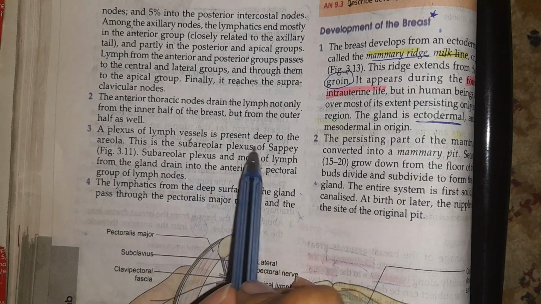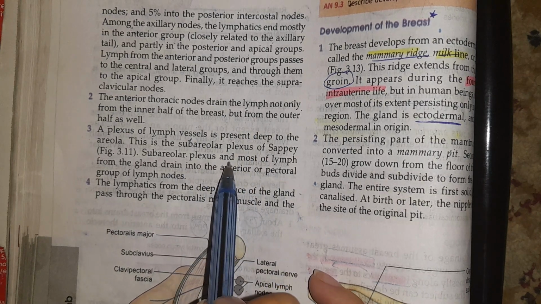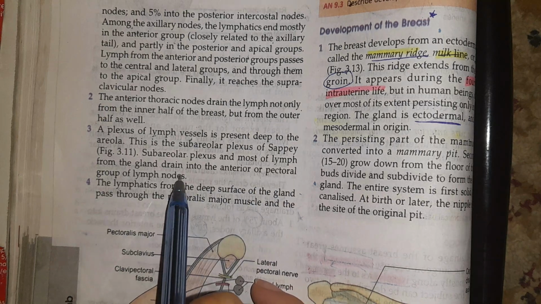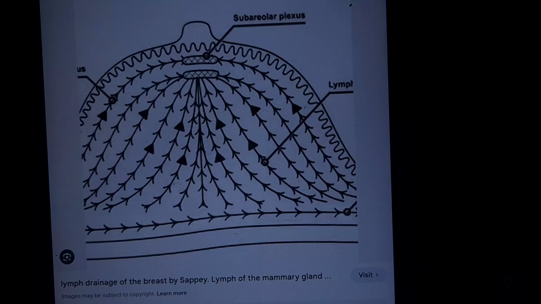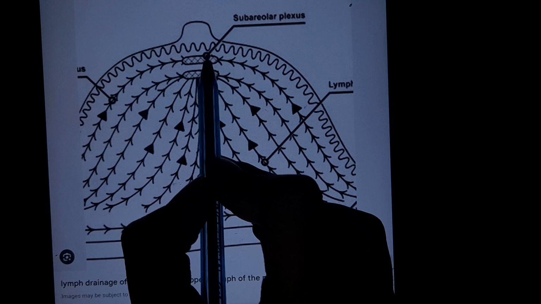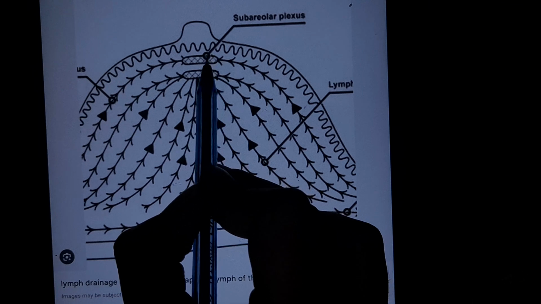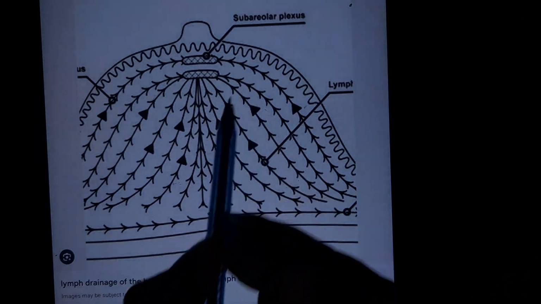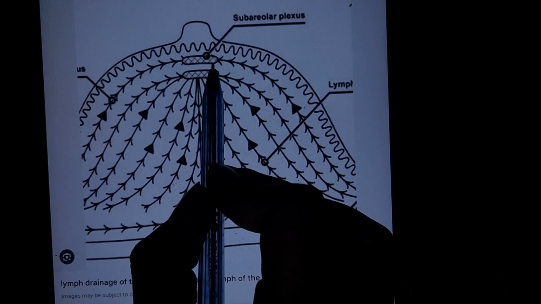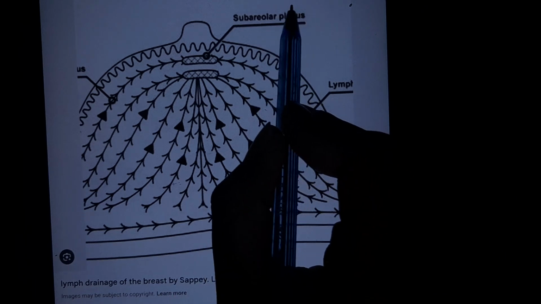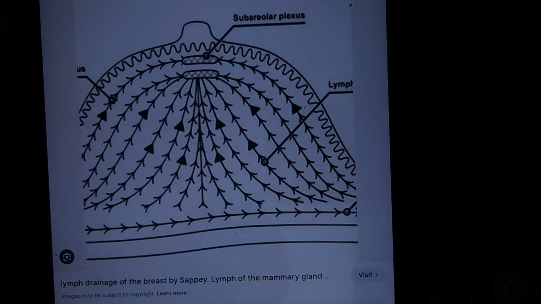This is the subareolar plexus of Sappey that I will show you in a moment. This subareolar plexus drains into the medial side or the pectoral group of lymph nodes. These are the pectoral ones. So this is your nipple region, and this is the subareolar plexus of Sappey, and this will drain into the medial side or the pectoral region. See, the whole area of the breast is draining into the subareolar plexus. And always remember, plexus is where a lot of nerves or vessels or arteries are present.